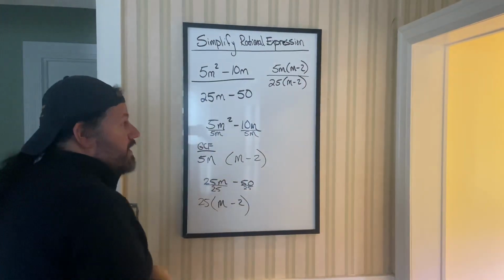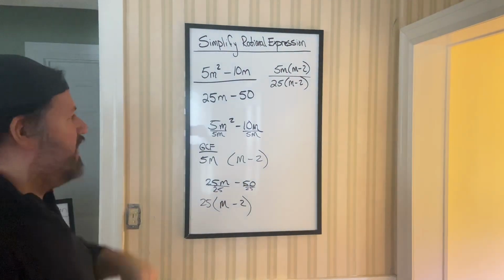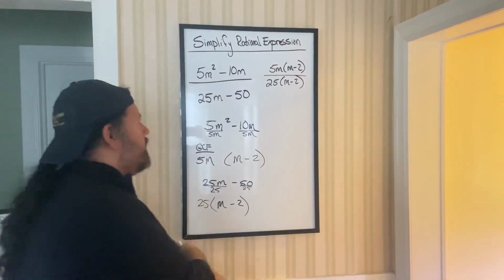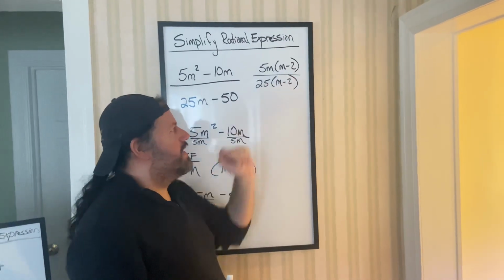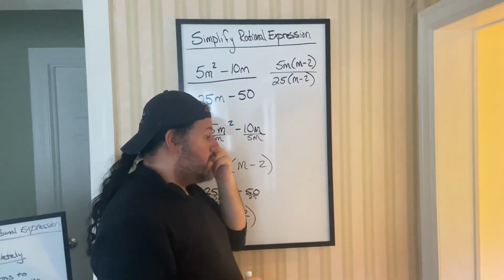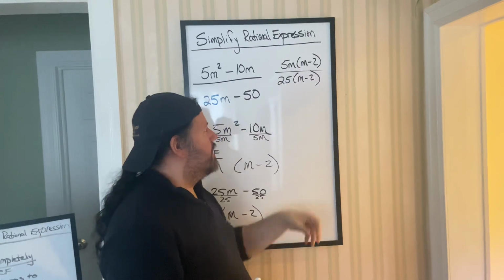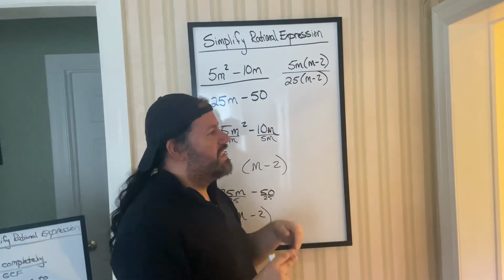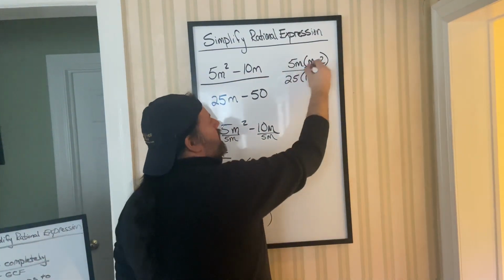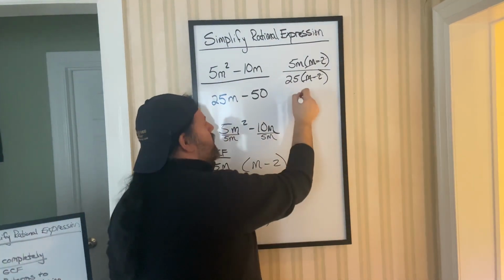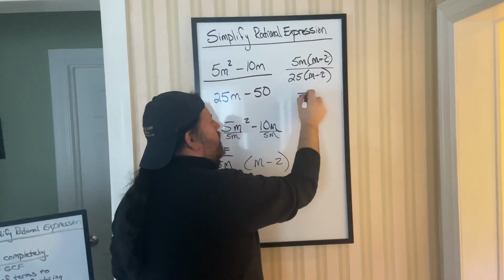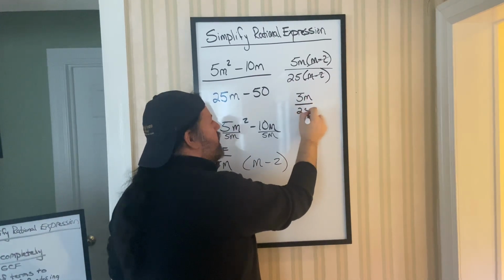So I factor out the top, and I factor out the bottom. Now when I factor out the top and bottom, notice m minus 2, m minus 2, the binomials match exactly. When the binomials match exactly, you can cancel them out. One on top with one on the bottom. So you're left with 5m over 25.